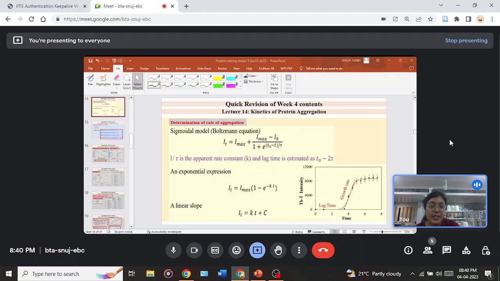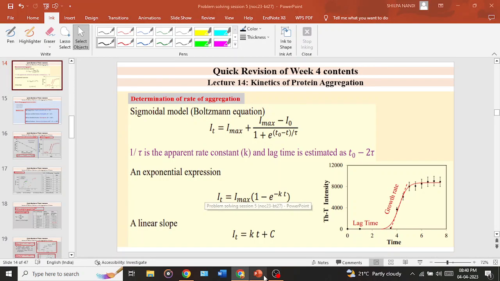Then you have minus k, so k is your rate constant or the rate of aggregation, and t is again that particular time. So with a linear slope of y equal to kt plus c, you can determine the rate of aggregation. So I hope that this is now clear to you.